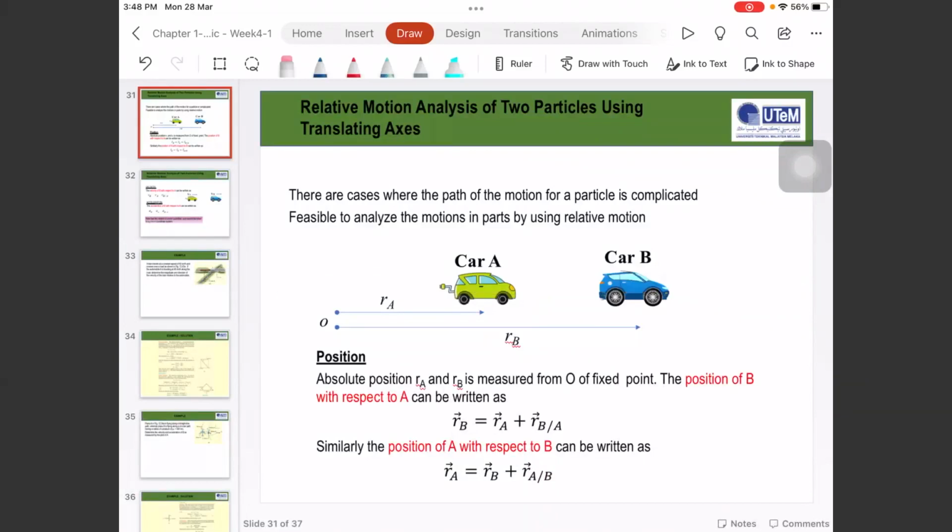Motions. Relative motion analysis. Apa dia keluar macam tu? Okay. There are cases where the path of the motion of a particle is complicated, visible to analyze the motion in parts by using relative motion. Contohnya, for example, we have dua car yang bergerak lah. Contohnya kita bawa kereta kan dekat highway.